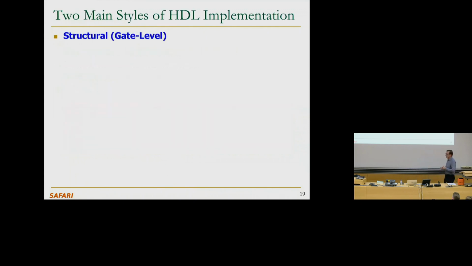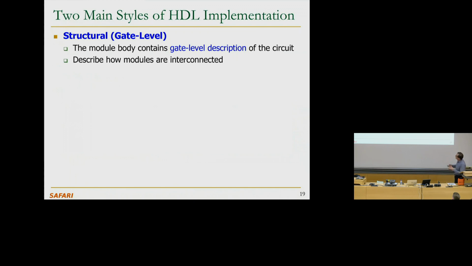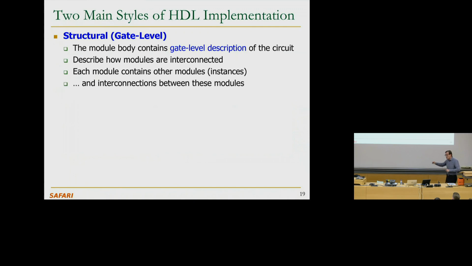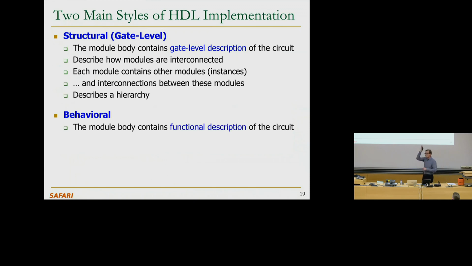So there are two main styles of this important hardware description language implementation. One is structural. This is gate level. Basically, you define gates. The module body contains a gate level description of the circuit. You describe how the modules are interconnected, and each module contains other modules and interconnections. Basically, you specify everything at the gate level. This describes the hierarchy. Behavioral is, the abstraction level is much higher.